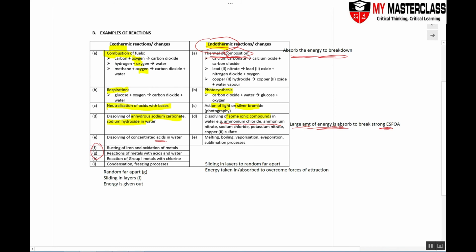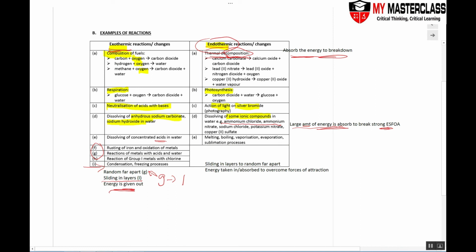Then condensation and freezing. These are physical processes. Why is it exothermic? Condensation is where gas turns to liquid. Gas particles are random and far apart, moving at high energy, high kinetic energy. Then they start to come closer and slide in layers. So high energy, fast movement becomes slower, sliding in layers. What happens? This energy is given out to the surroundings: exothermic.